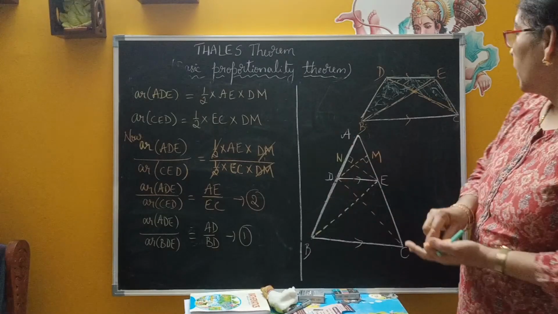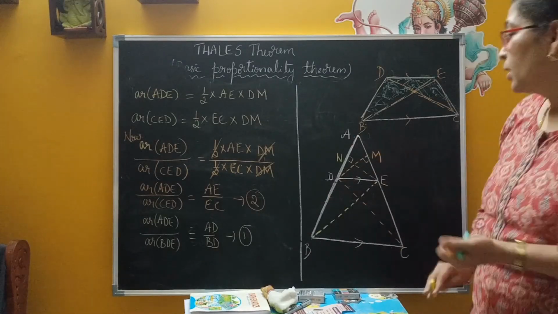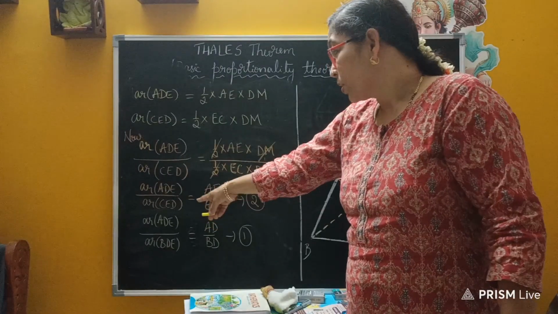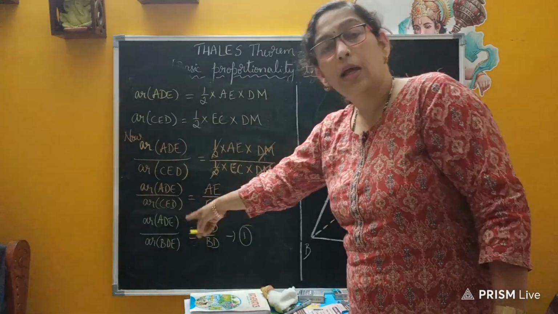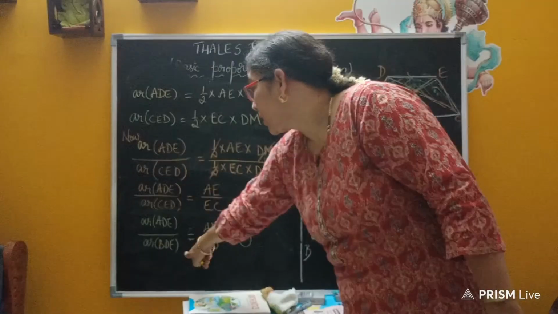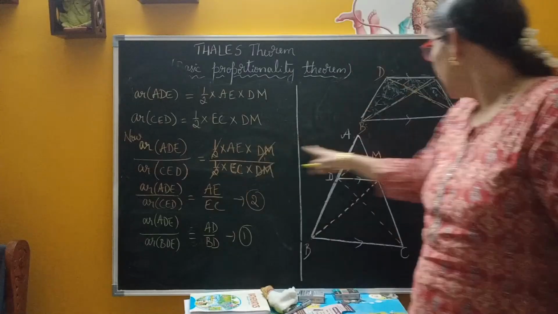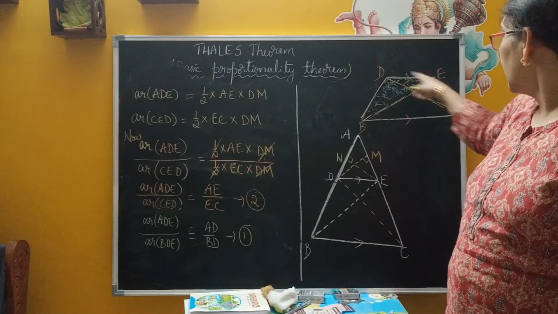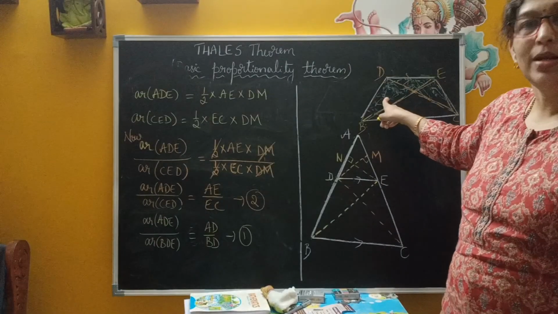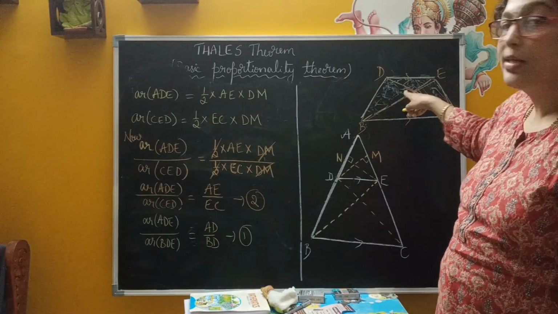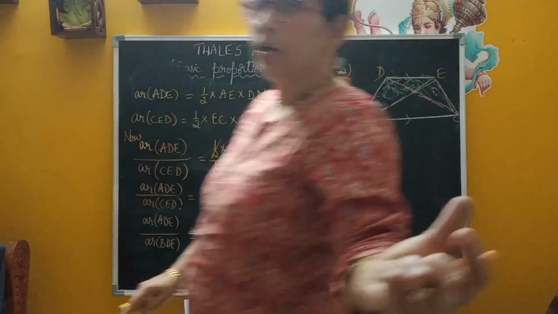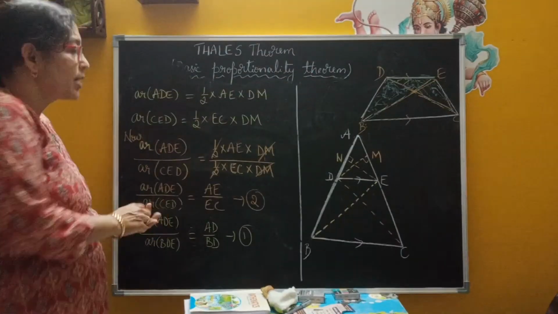So area of ADE, and if you divide both now, ADE is common for both. Now we need to cancel this part. How can we cancel? CED, this area, and BDE, this area, are also equal, isn't it? If you consider X as the area, both are X only. So when you divide, what happens? X and X get cancelled.